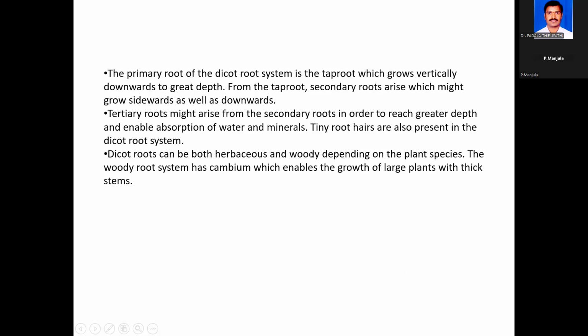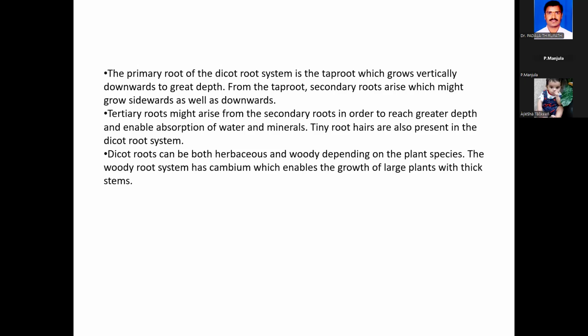Now we will discuss the primary structure of dicot and monocot root. The primary root of the dicot root system is the taproot, which grows vertically downwards towards the soil. From the taproot, secondary roots arise, which might grow sidewards as well as downward. Tertiary roots might also arise from the secondary roots to reach greater depths and enable the absorption of water and minerals. The main function of roots is the absorption of water and minerals from the soil. A well-developed root system is generally seen in dicot roots.